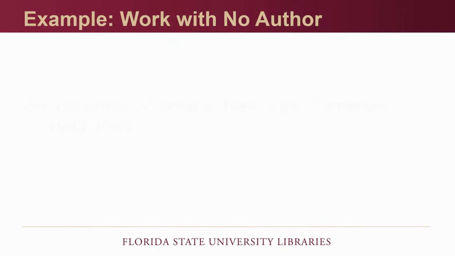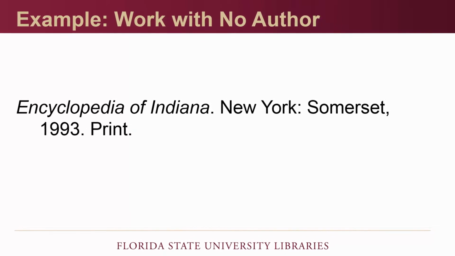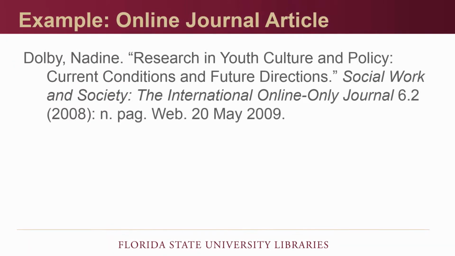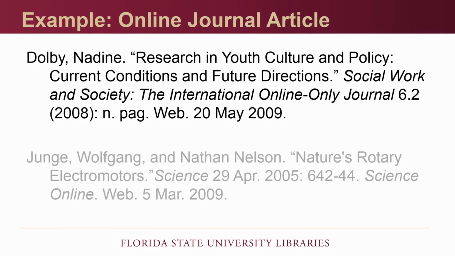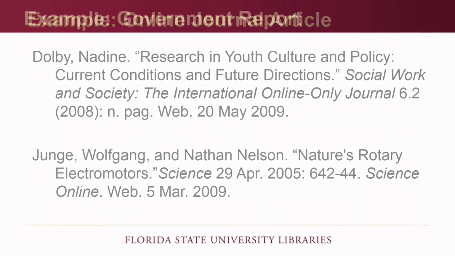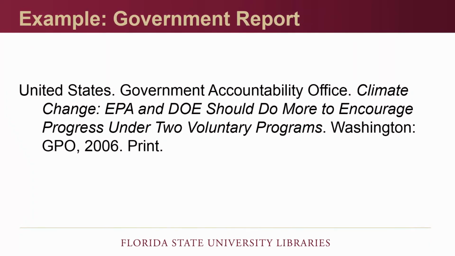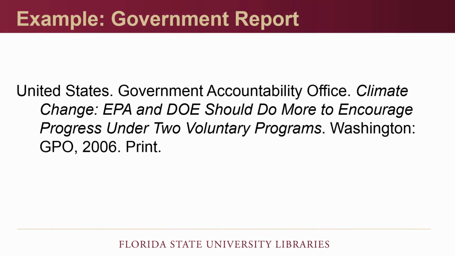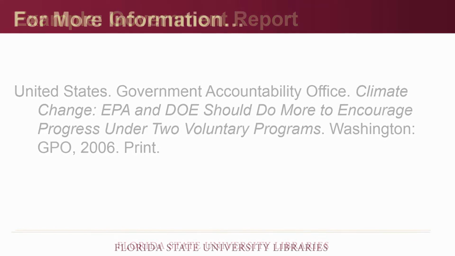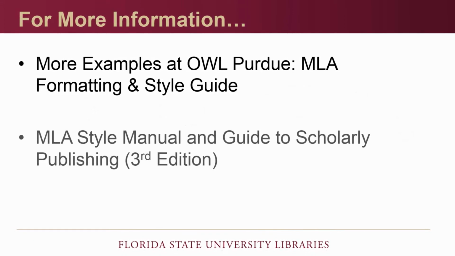Once again, if there is no author available, use the title of the work and place it in the list alphabetically. For online journals, the URL is no longer necessary, but you should cite the date that the information was accessed. For government publications without an author, start with the name of the national government, followed by the agency who authored the report. For more information and examples, visit the online writing lab at OWL Purdue, as well as the MLA Style Manual.